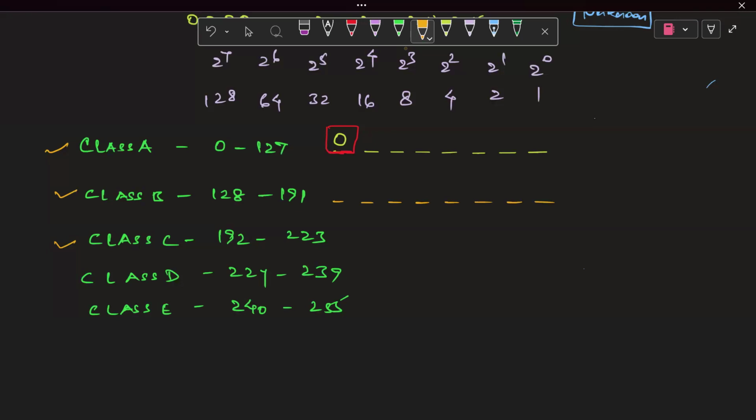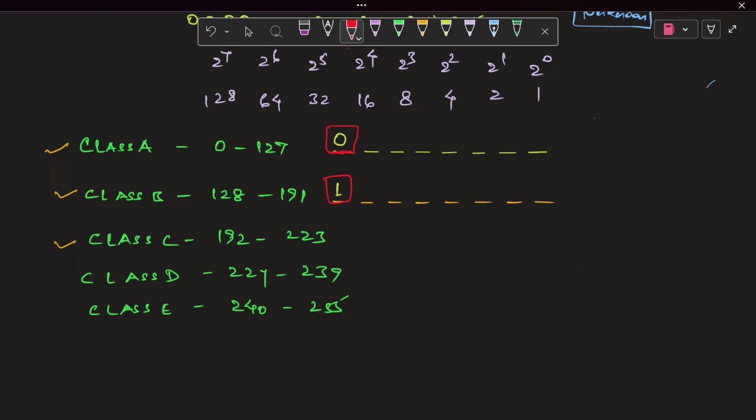Now, see, what is the starting range? 128. If the starting range is 128, it means I will always use this 128. I cannot make it zero. If I make this 128 a zero, I will come to class A. I have to be in class B, so I have to use this. And if I am using this, I have to fix it, right?